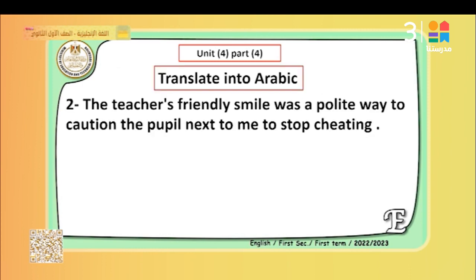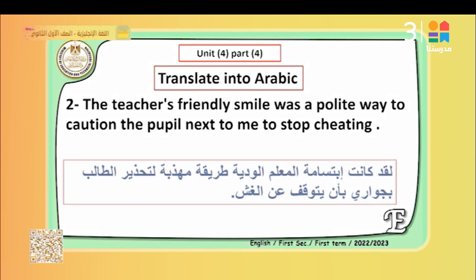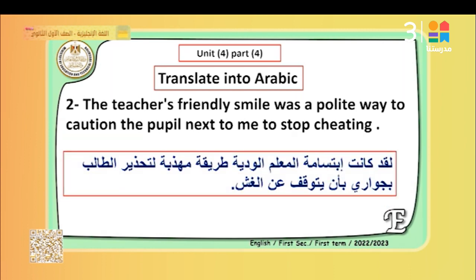We have another sentence. The teacher's friendly smile was a polite way to caution the pupil next to me to stop cheating. So the teacher's friendly smile. What's a smile? We all know smile. Is a polite way to caution the pupil. To caution means to warn the student to stop cheating. And we know the word cheating, we said cheating means الغش.